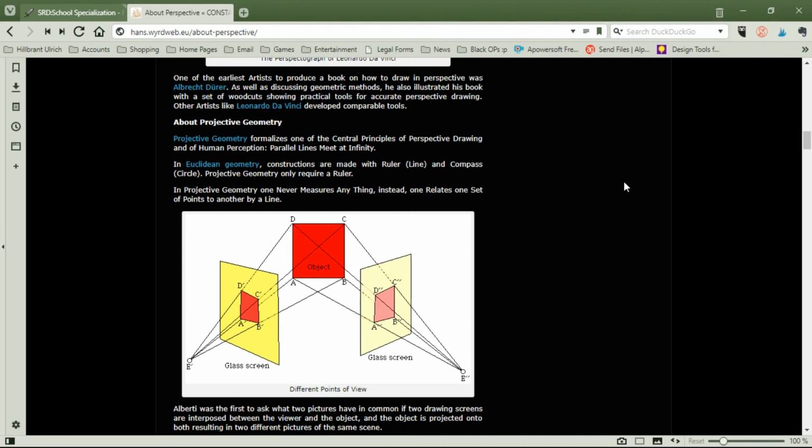Projective geometry formalizes one of the central principles of perspective drawing and of human perception. Parallel lines meet at infinity. In Euclidean geometry, constructions are made with ruler, line, and compass, circle. Projective geometry only requires a ruler. So projective geometry is your basic geometry. Euclidean would be more advanced. In projective geometry, one never measures anything. Instead, one relates one set of points to another by a line.